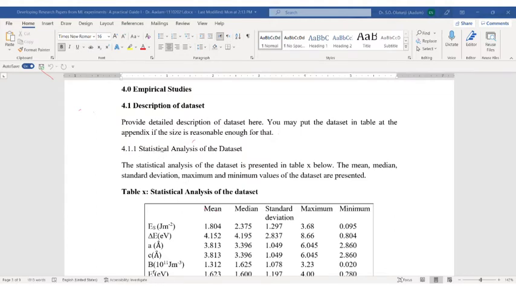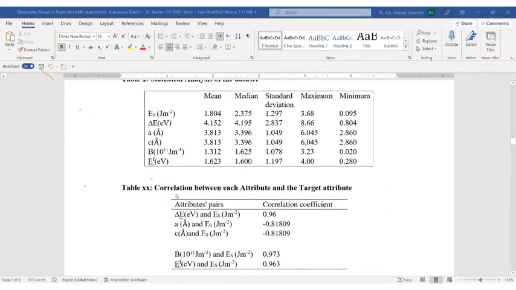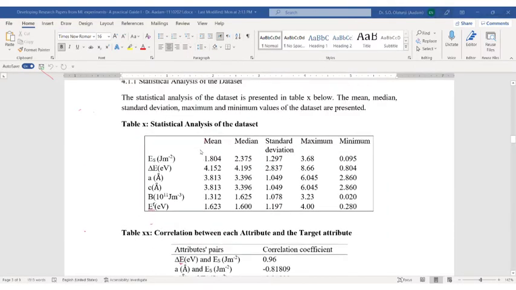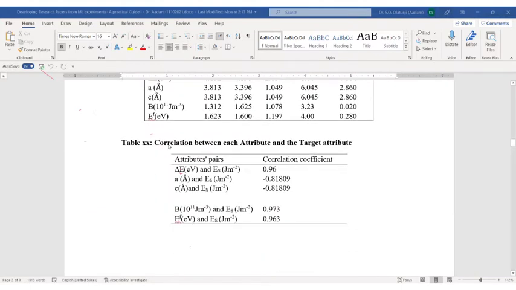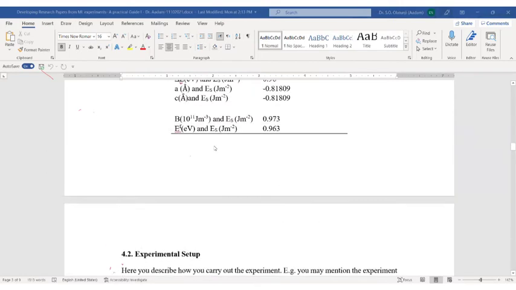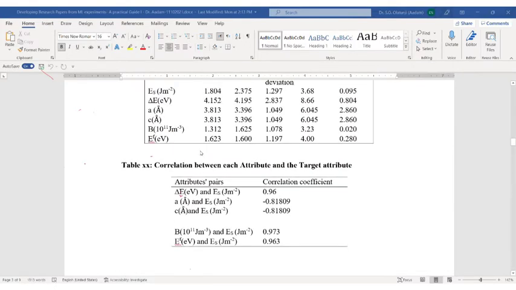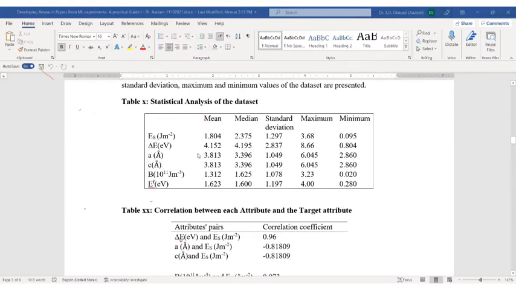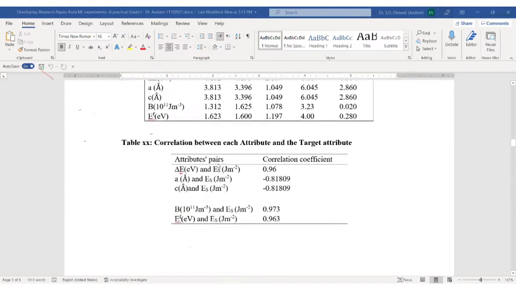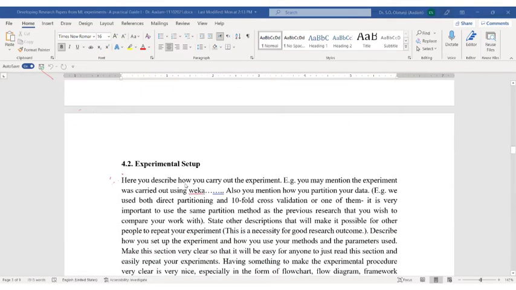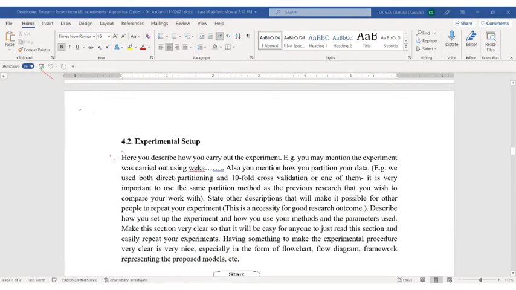So things to be provided include the statistical analysis of the data, which we demonstrated last week, and I told you how to do it. A simple Excel file will do this for us: finding the correlation between each attribute and the target attribute. Sometimes you might even want to show the skewness of your data. How is the data distributed? Is it a normal distribution or whatever? There are so many other visualizations also that you might want to use to show people what the data set actually looks like. Having done that, we now move to the experimental setup.